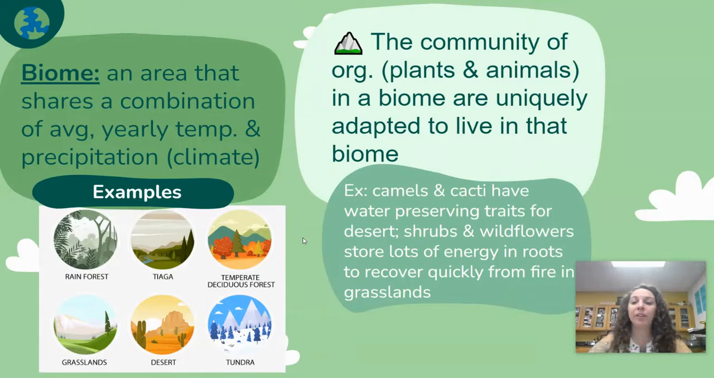And then when we look at things like shrubs that are living in grasslands with wildfires, they're going to have these really long roots that are going to store a lot of energy in them because these areas are susceptible to wildfires. So if they keep everything stored in their roots, they're able to survive that wildfire and quickly recover from that.